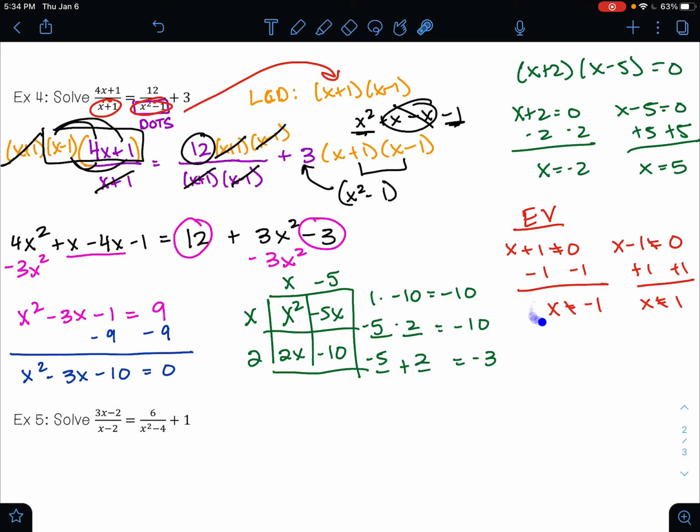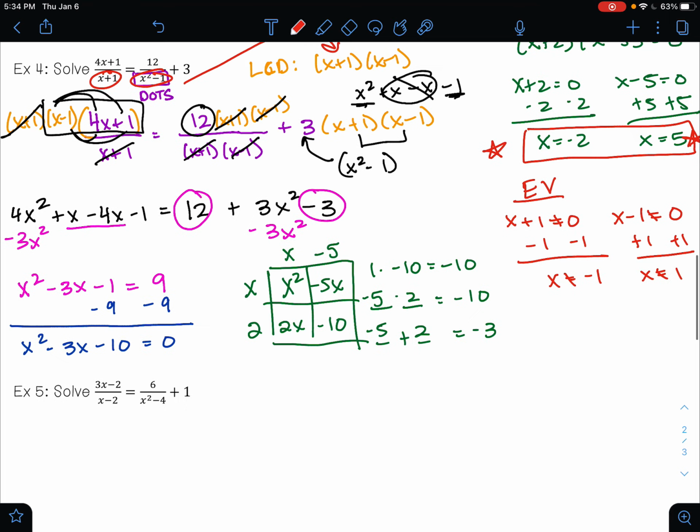So our excluded values were negative 1 and positive 1. And the solutions we found were negative 2 and positive 5. Both of our solutions were not excluded values. So these are both our answers.